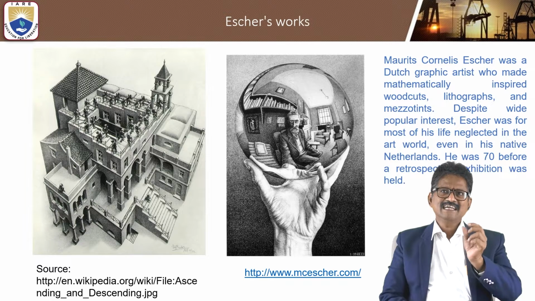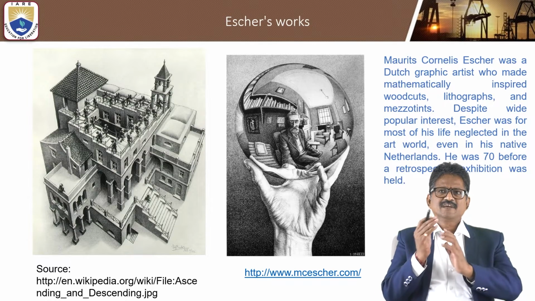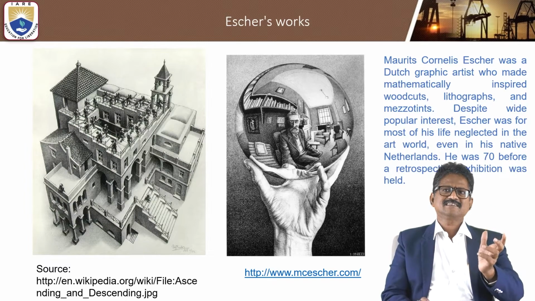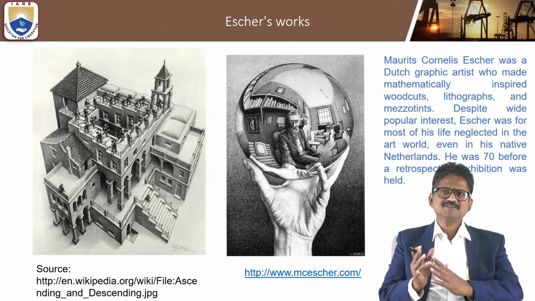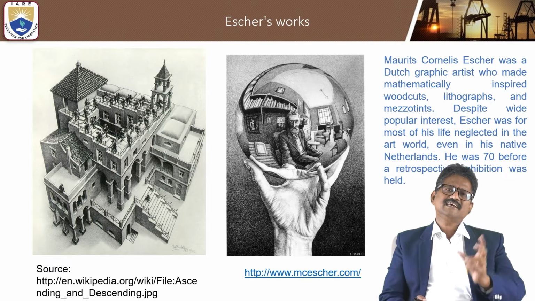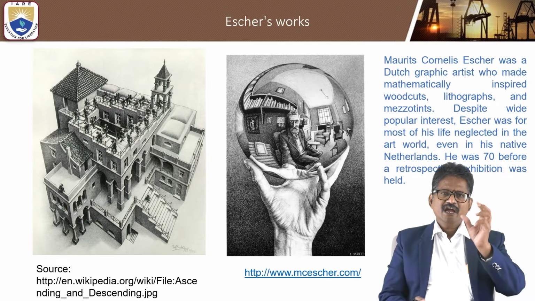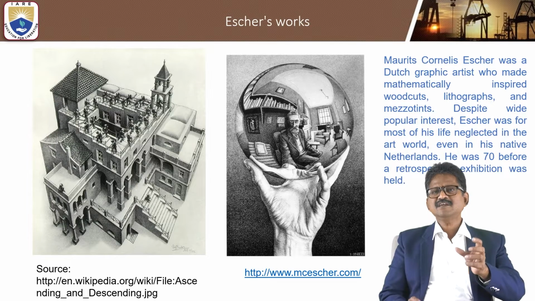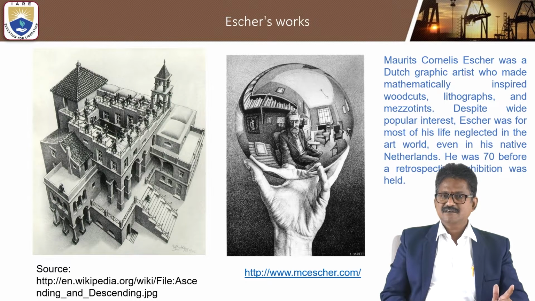Maurits Cornelis Escher was a Dutch graphic artist who made mathematically inspired woodcuts, lithographs, and mezzotints. Despite wide popular interest, Escher was for most of his life neglected in the art world. Even in his native Netherlands, he was 70 before a solo exhibition was held. So in that year itself, a lot of creativity occurred. Now technology has improved a lot. Even at your level you can come up with more ideas, and ideas will become creativity. With that creativity, how to attract the customer will build up the future industry.